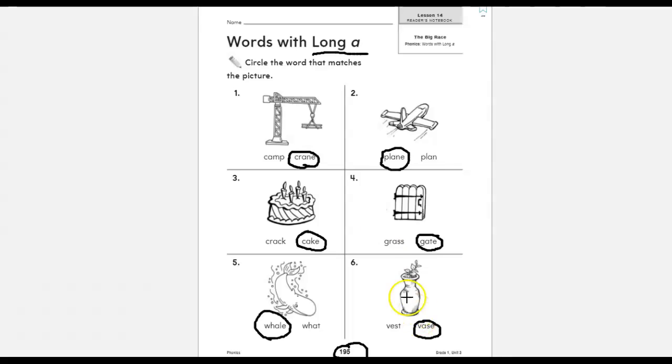Did you notice something about each of these words that we circled? They all have the long A sound. Crane, plane, cake, gate, whale, vase.